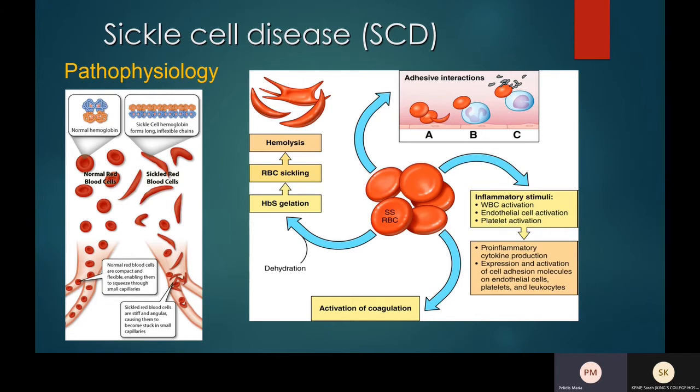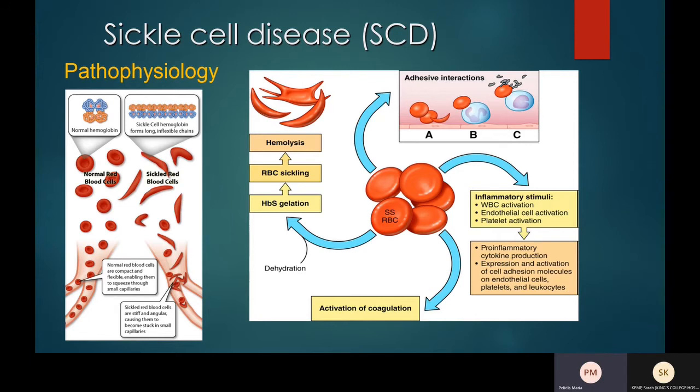It is also well known that sickle cell disease is an inflammatory disorder. There's activation of the white cells, there's activation of the endothelial cells, and platelet activation. This results in pro-inflammatory cytokine production, and this can present with fever. There's also expression and activation of cell adhesion molecules on endothelial cells, platelets, and leukocytes, and this causes the red cells, the white cells, and the platelets to aggregate together.